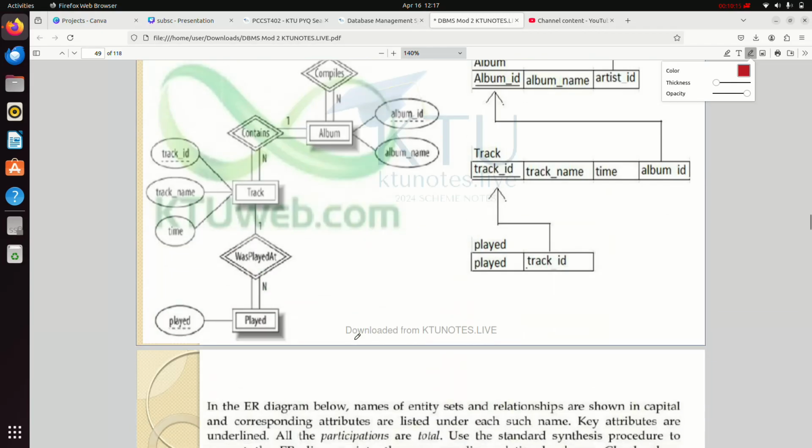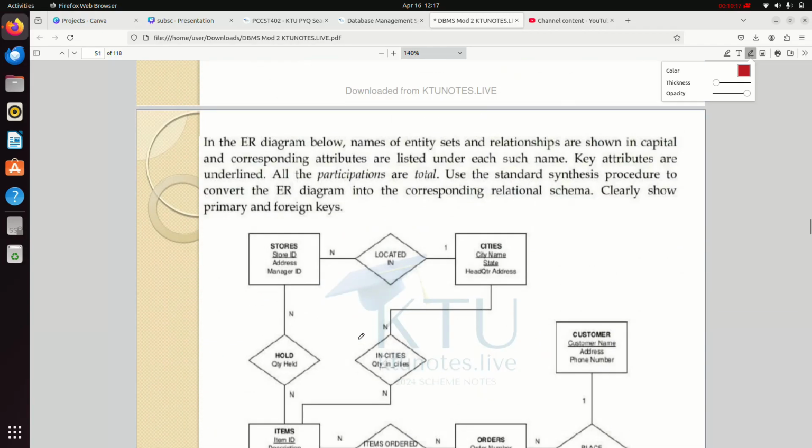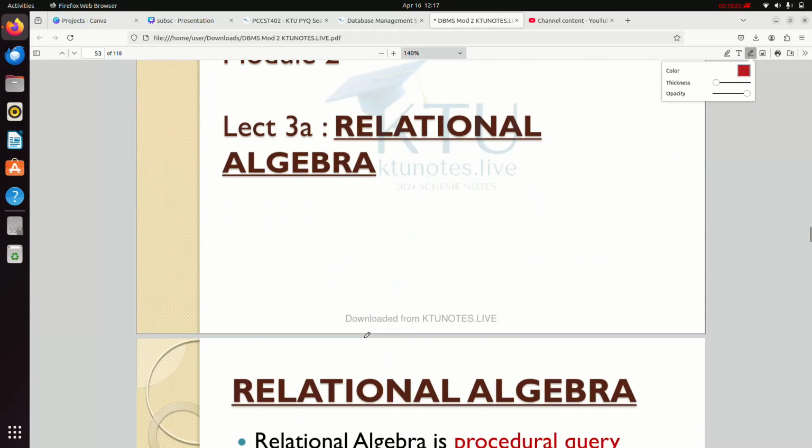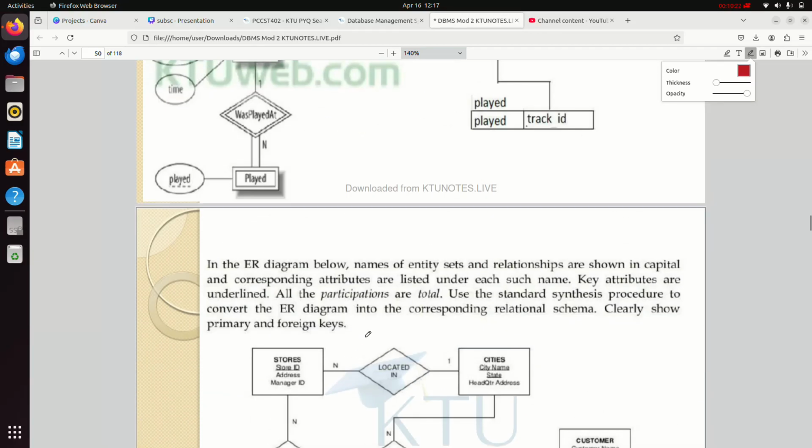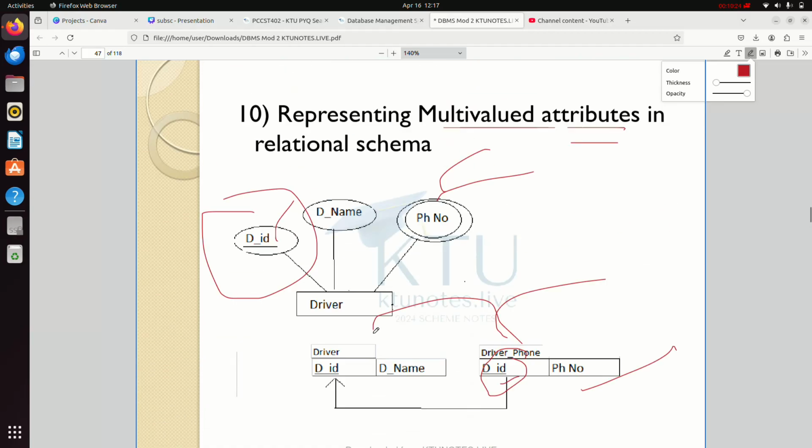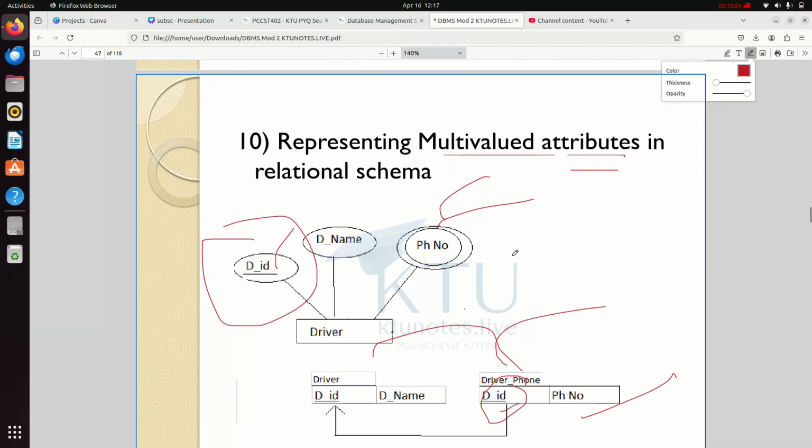Now let's see how we are going to do this, some examples are there. These examples we'll discuss in the next part. So examples will be in the next part. Okay.